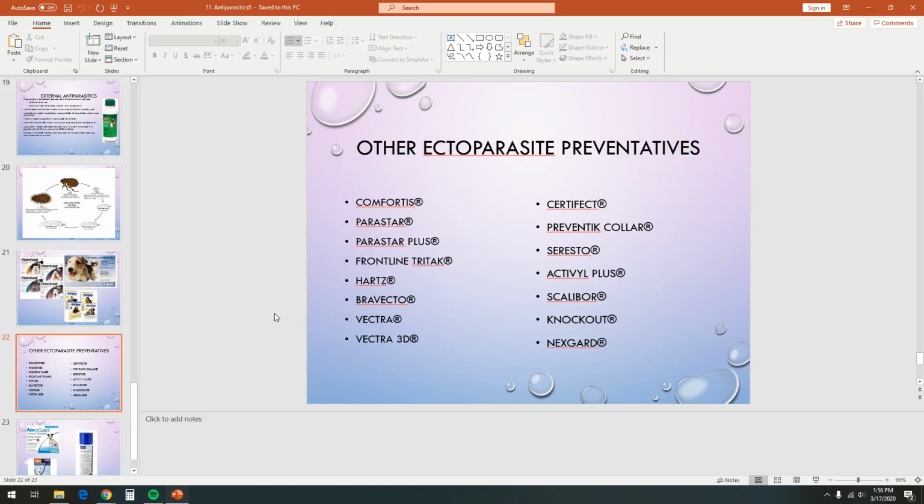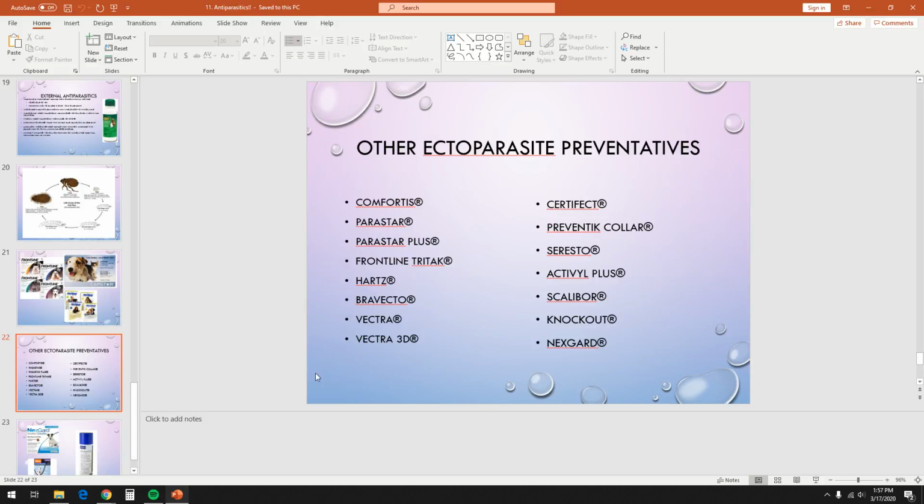Knockout is an area spray that kills external parasites in the environment, which is nice. NexGard and Bravecto are really nice products because they are like a chew. I think they're beef flavored treats. Bravecto lasts for 3 months, and NexGard lasts for 1 month, and they are flea preventatives. They don't unfortunately kill internal parasites, but they're really, really nice.